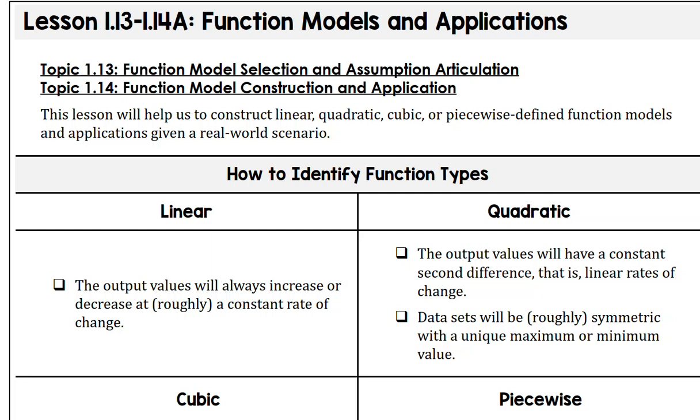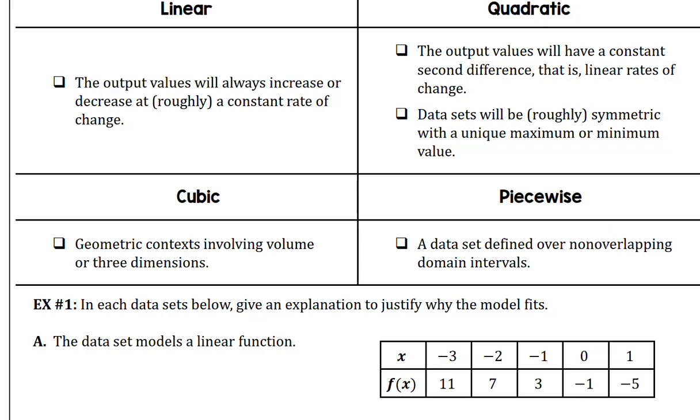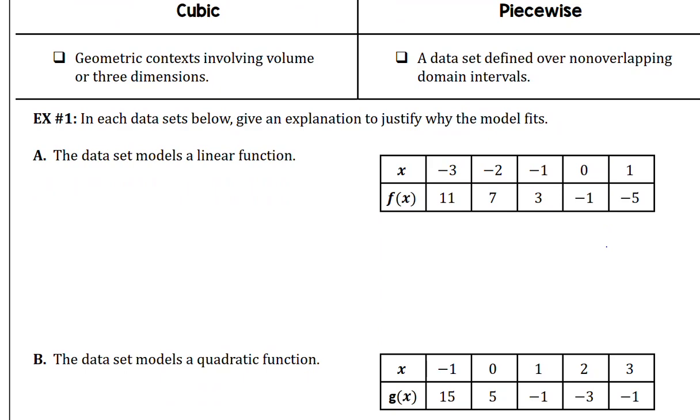In the final lesson of Unit 1, 13 and 14, it starts by talking about the different kinds of models that you can see: linear, quadratic, cubic, and piecewise. And it starts describing those. We've talked about linear and quadratic at the beginning. So let's go down to where they start with the t-chart. We've done this before, so let's do a quick recap.